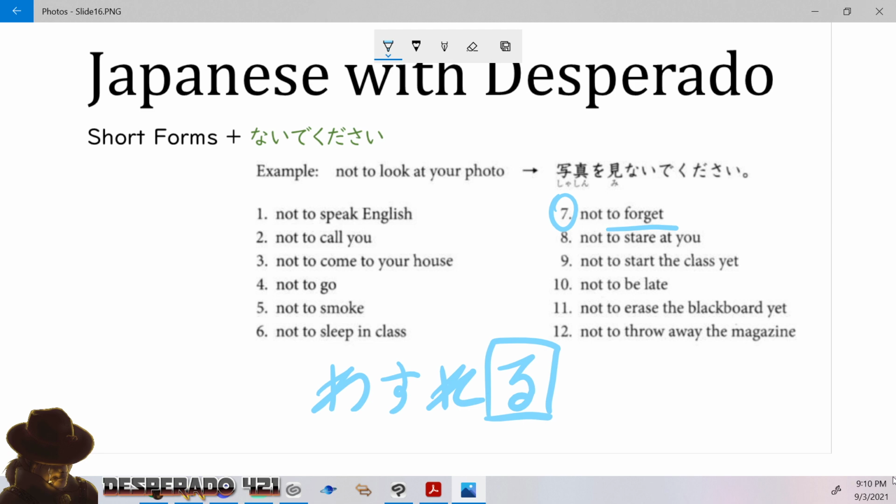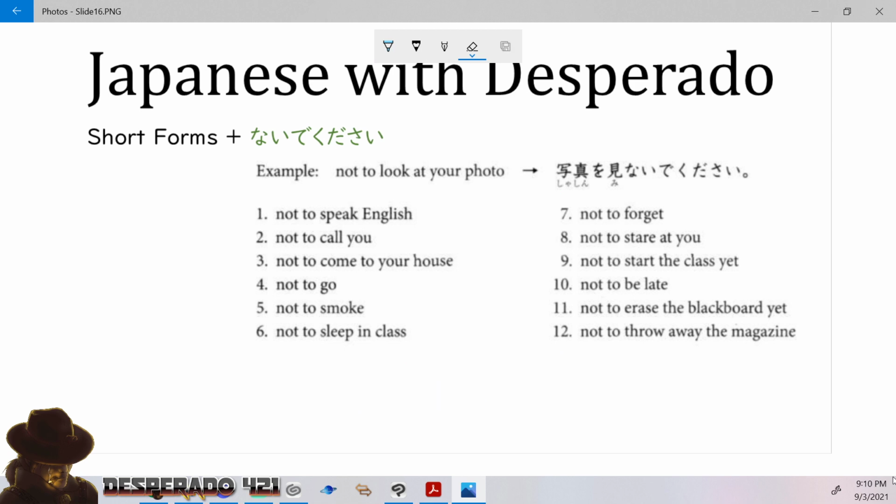Just drop the ru. Wasurenai. So, wasurenai de kudasai. Okay. Now also say this in a girly anime voice. No, I'm kidding around. You don't have to. This is another common phrase in Japanese anime. It's don't forget. Wasurenai de kudasai.